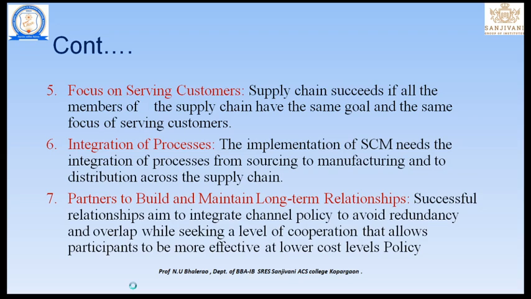सेम लेजर शार्प फोकस अगर सप्लाई चेन ऑर्गेनाइजेशन का हो, मैन्युफैक्चरिंग कंपनी का हो, डिस्ट्रीब्यूशन का हो, होलसेलर का हो, रिटेलर का हो, those who are the members of the supply chain have a common focus while serving customers. So it is another feature of supply chain management.